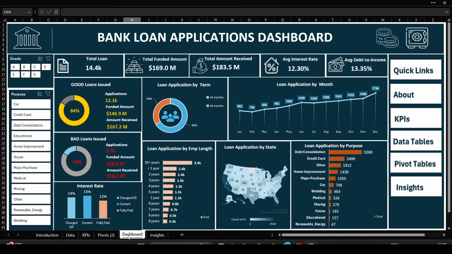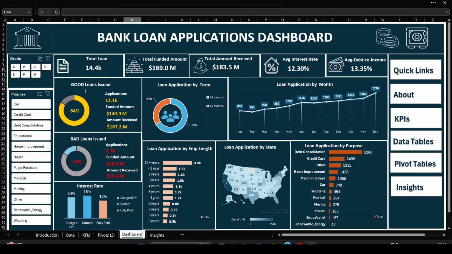As you can see, this loan application dashboard serves as the total analyzing tool. We can see here and analyze everything. The total loan applications which were passed by the bank were 14.4k. Total funded amount was $169 million, and total amount which was received was $183.5 million. Average interest rate was 12.30%, whereas average debt to income ratio was 13.35%.